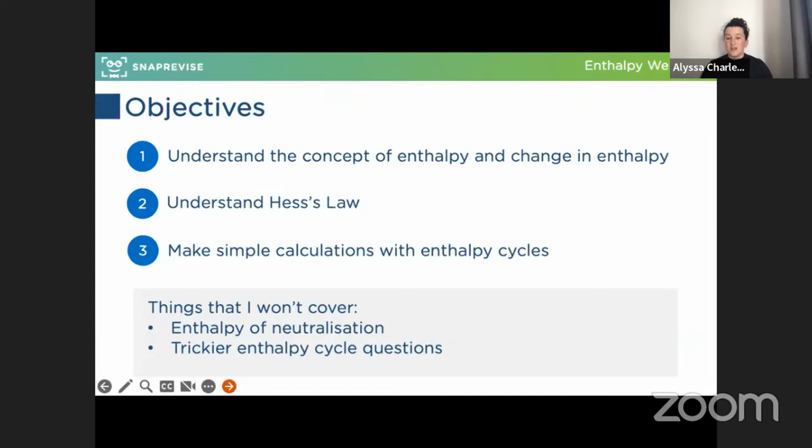So we'll hopefully try and understand Hess's law, and then we're going to have a go at making some simple calculations with enthalpy cycles as well, again, by applying our understanding rather than just rote learning.